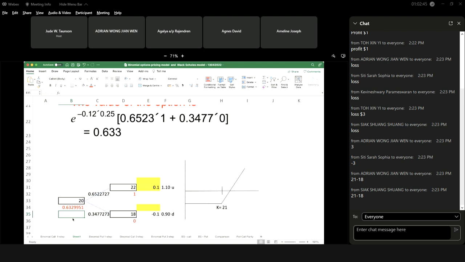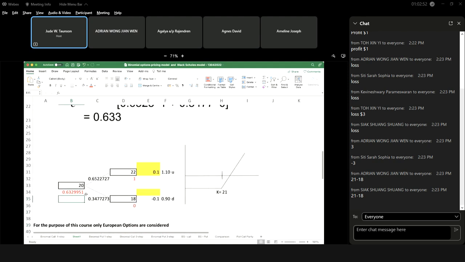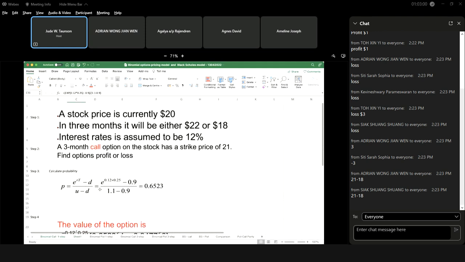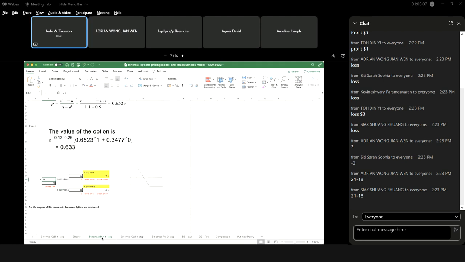Okay, no question. This is for the call option. I'm going to delete this one because we already have this one. Okay, now we want to find the put option. The same problem.